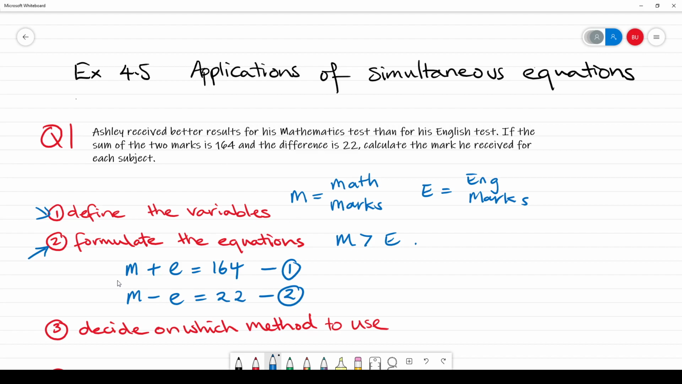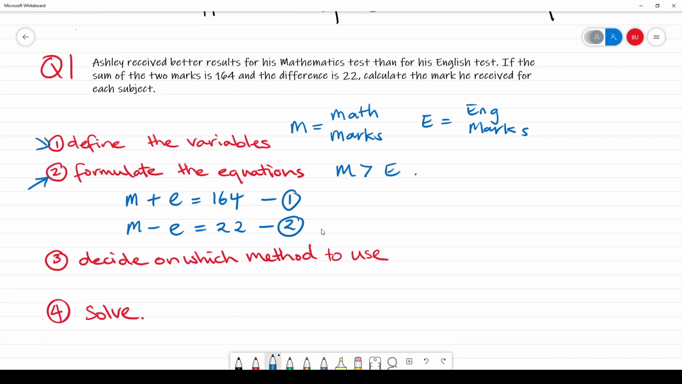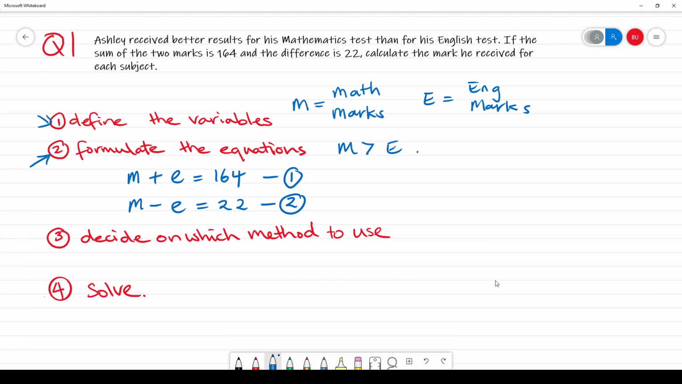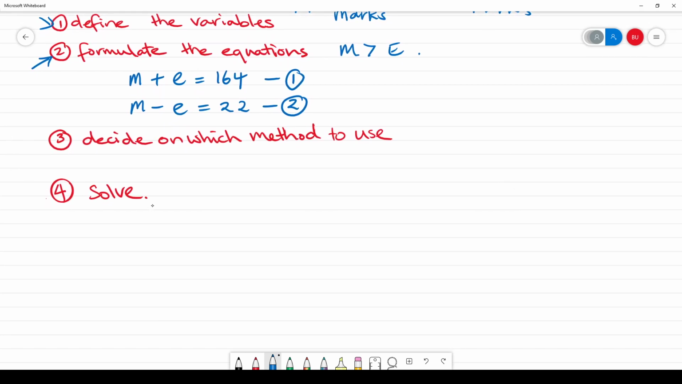Once you have your equations written down, you want to decide whether you're going to use the substitution or the elimination method. In this particular example, we are going to use the elimination method. We can either get rid of the m's or we can get rid of the e's, both are fine. I'm going to get rid of the m's, so I'm going to do equation 1 take away equation 2.